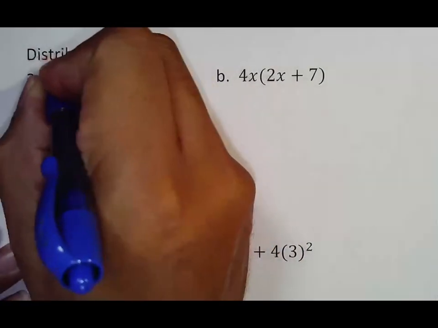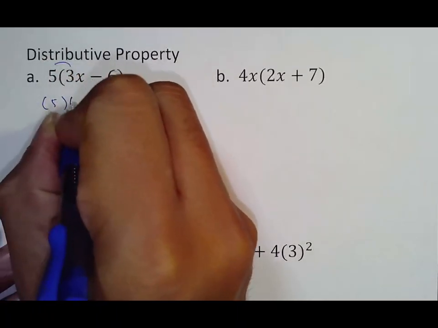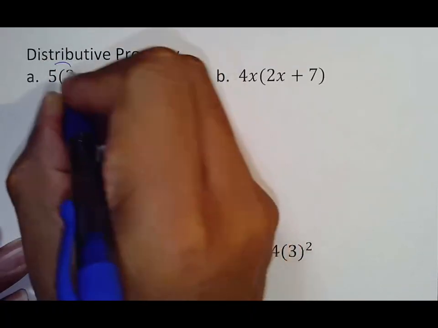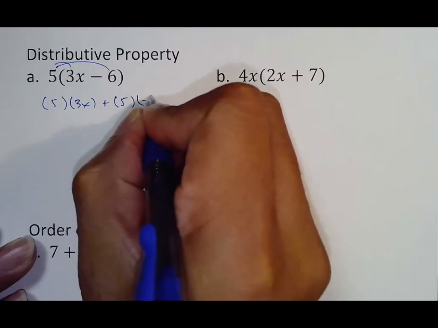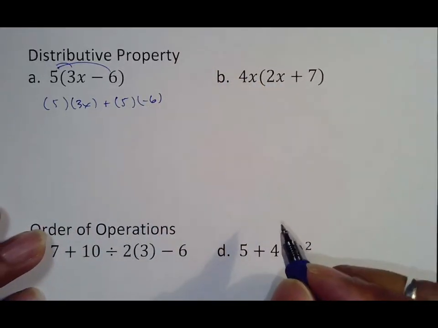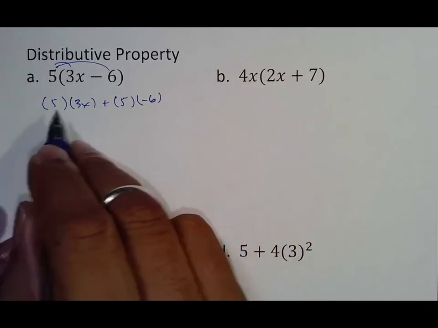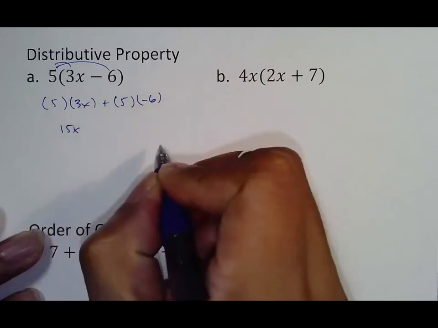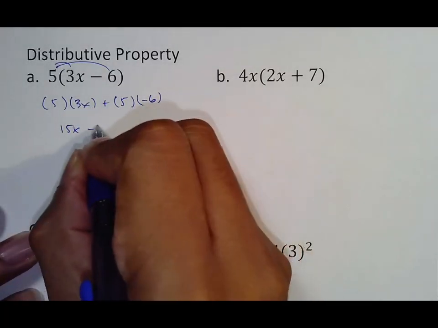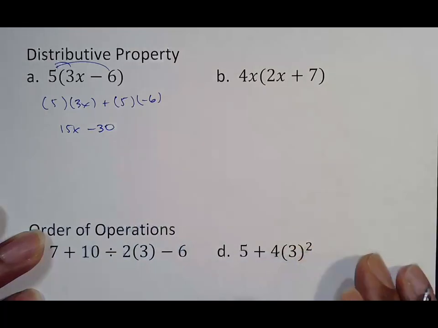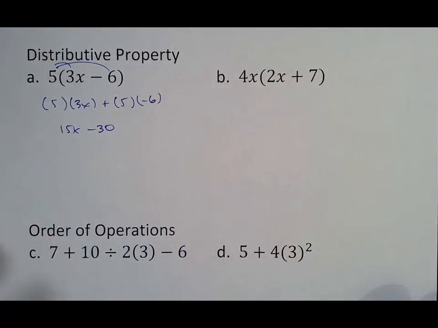Don't forget, when we do distributive property, that we do 5 parentheses 3x and 5 meets negative 6. Again, that's your meetings. That when we do 5 times 3x, we get 15x, and when we do 5 times negative 6, we get negative 30, because those two are different, and so therefore that is where we end up.